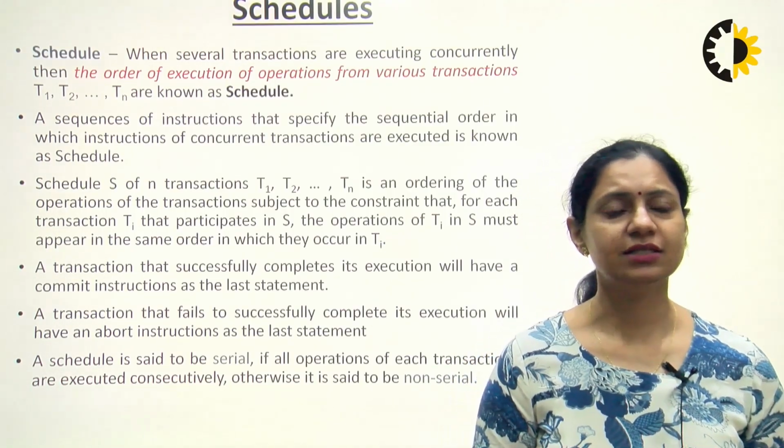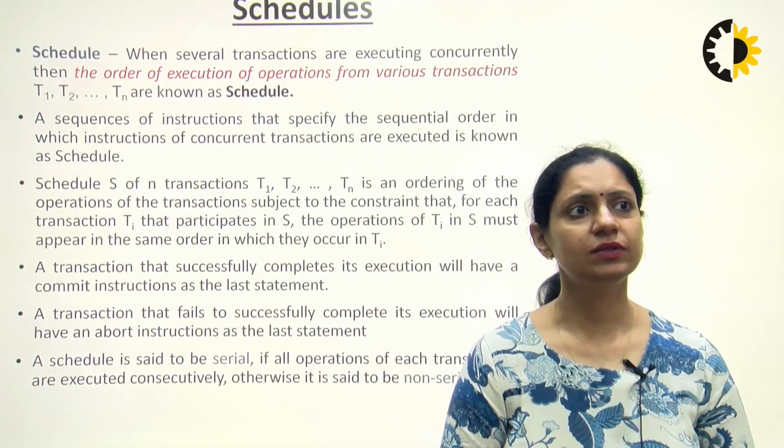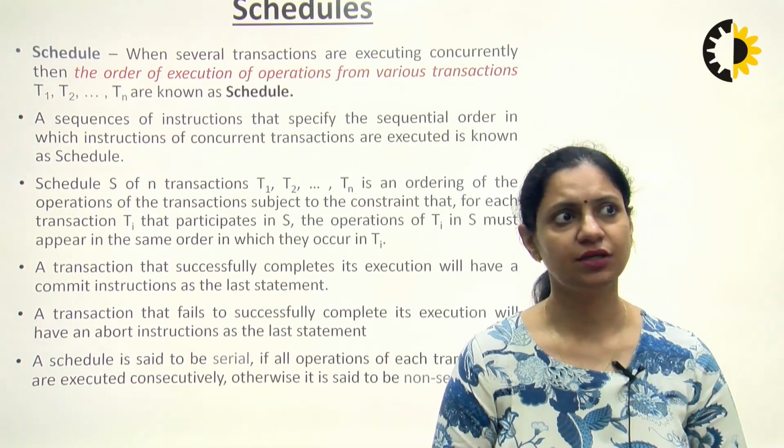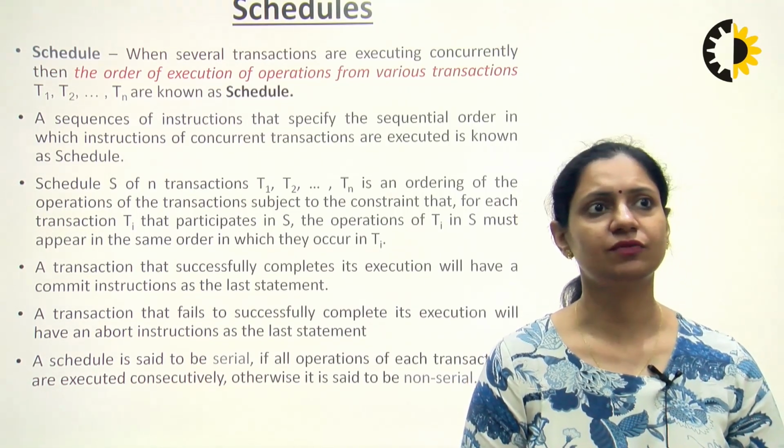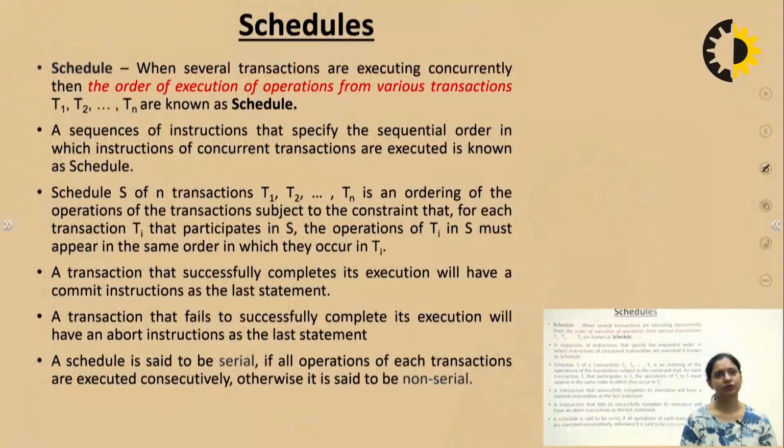Those operations are basically the instructions. So a sequence of instructions that specify the sequential order in which the instructions of concurrent transactions are executed is also known as a schedule. If we are talking about a schedule S of n transactions T1 to Tn, it is an ordering of the operations of the transactions, subject to the constraint that for each transaction Ti that participates in S, the operations of Ti in S must appear in the same order in which they occur in Ti.